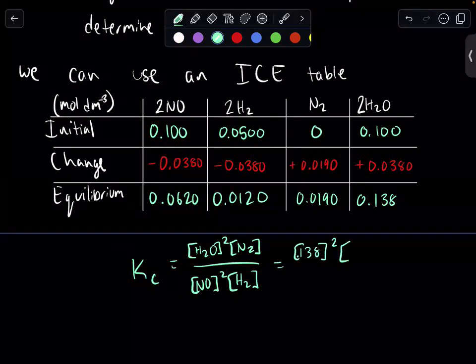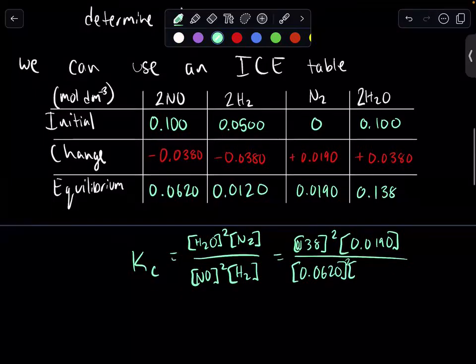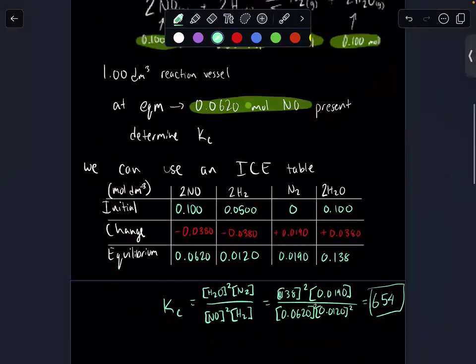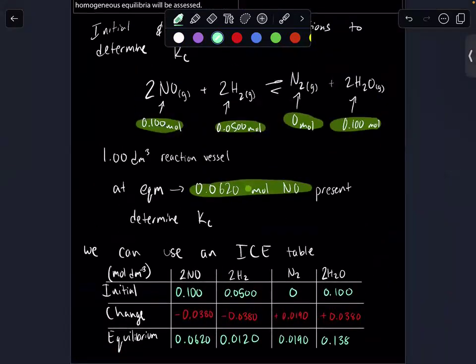0.138 squared, 0.0190. I should drop a 0 in there. 0.0620, and that will be squared, 0.0120, and that will be squared as well. Plug all this in, and we get a value of 654 for our Kc. So that is our equilibrium constant for this equation based on our equilibrium values.